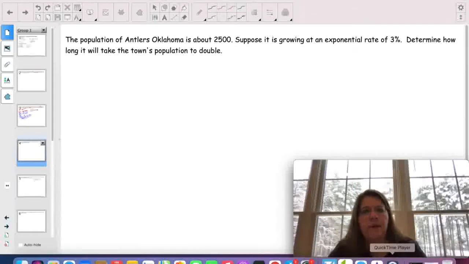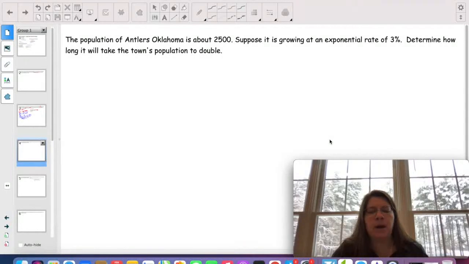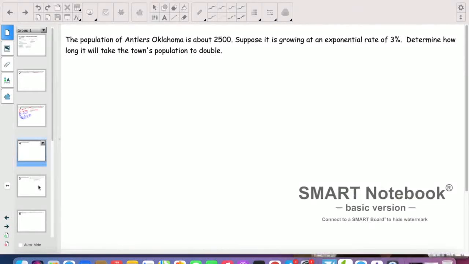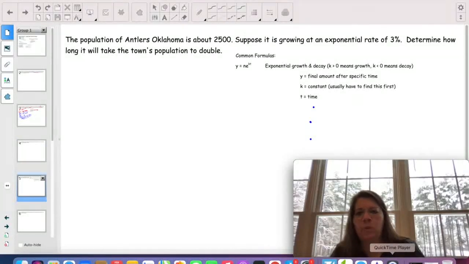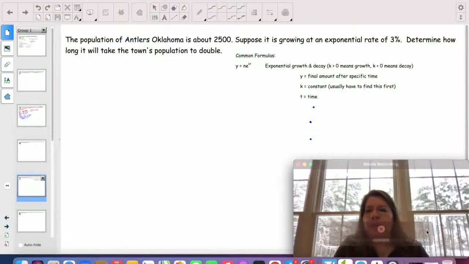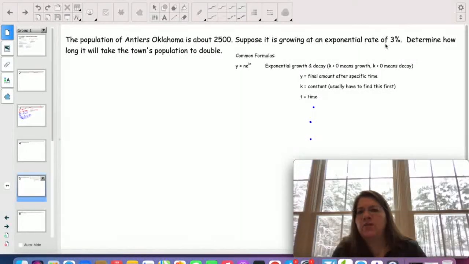For this one, it says the population of Antlers, Oklahoma is about 2,500. Suppose it is growing at an exponential rate of 3%. Determine how long it will take the town's population to double. Now, this one looks very similar to the ones we did in the last section to me. So for this one, I'm going to use the y equals ne to the kt problem. Now, they gave us a percentage rate here. This percentage rate is going to represent our k value, but we have to put it in as a decimal.